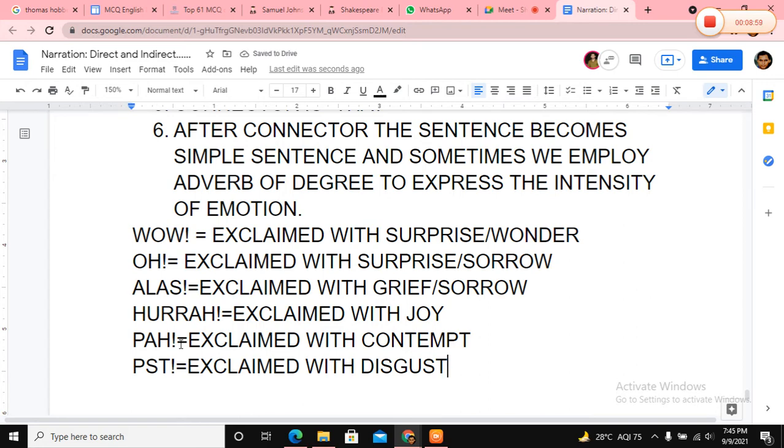Okay, so these are the words and these are the interjections, and you will use exclaimed with and the emotion. Exclaimed with happiness, exclaimed with joy, exclaimed with sorrow, exclaimed with surprise or wonder, exclaimed with contempt, exclaimed with disgust, exclaimed with hatred as well. This is where you will change the reporting verb. Okay, now let's come to another point.